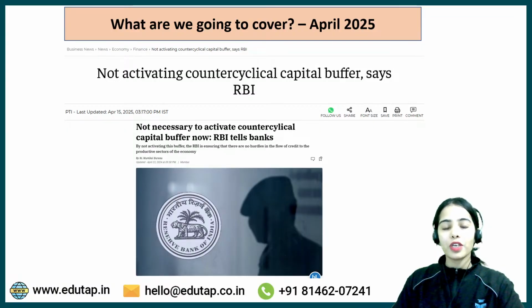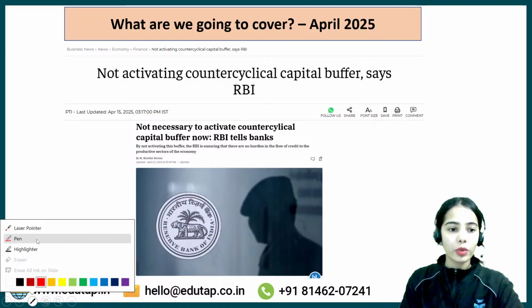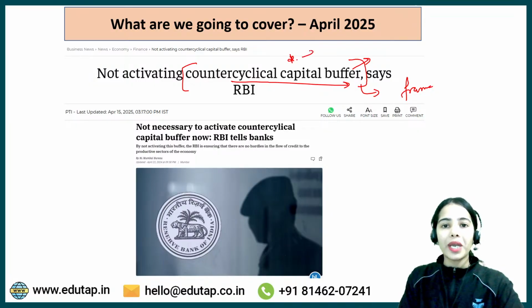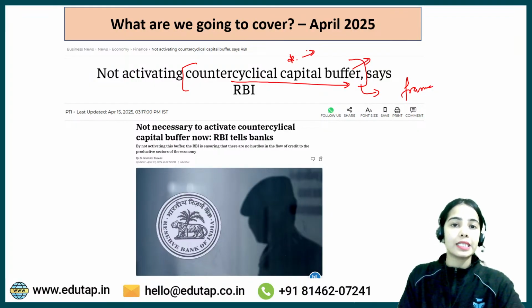So in today's session, we are going to discuss a very important press release regarding the counter-cyclical capital buffer. We will discuss what recent decision the RBI has taken regarding the counter-cyclical capital buffer, and we will discuss the framework regarding it. When is it initiated? How is it initiated? And what is the main indicator according to which it is indicated?